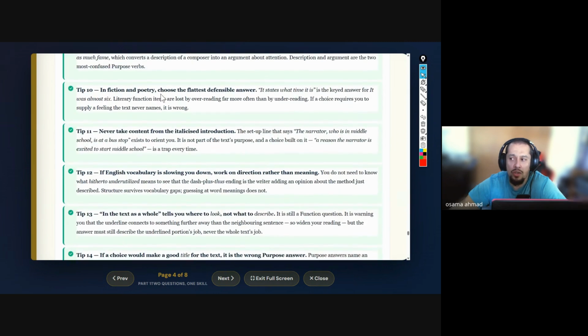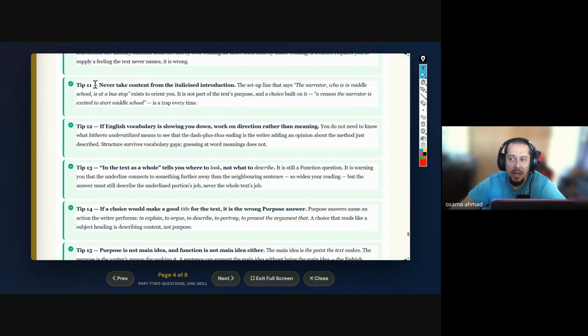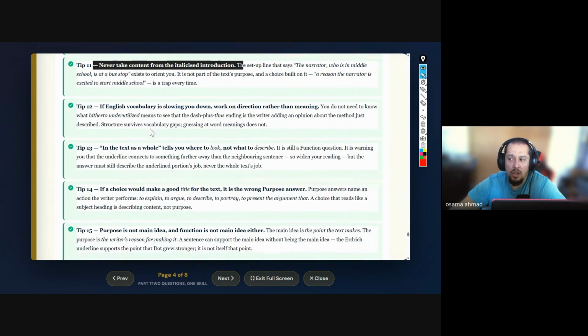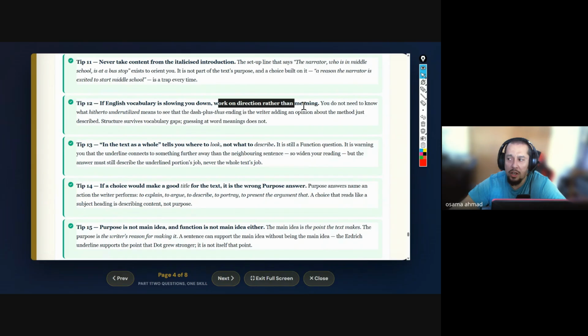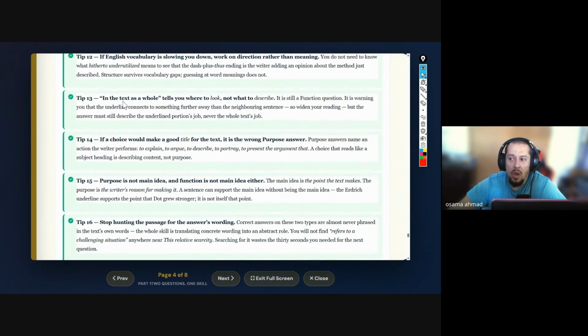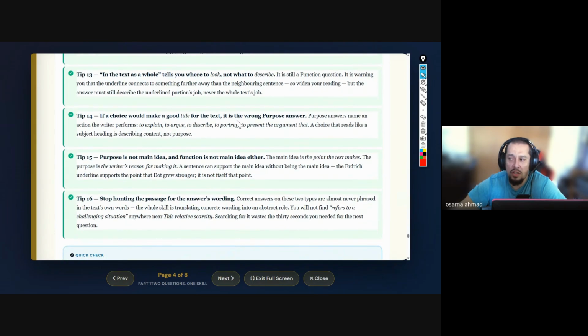In fiction and poetry, choose the flattest defensible answer. The problem with poetry is that we bring in our own interpretation and get it wrong. Okay. Never take content from the italicized introduction. That's the blurb at the beginning. If English vocabulary is slowing you down, work on direction. So if you don't understand much, you can focus on direction, meaning does it agree or disagree. And the text as a whole tells you where to look, not what to describe. Function question: if a choice would make a good title for the text, it is the wrong purpose.